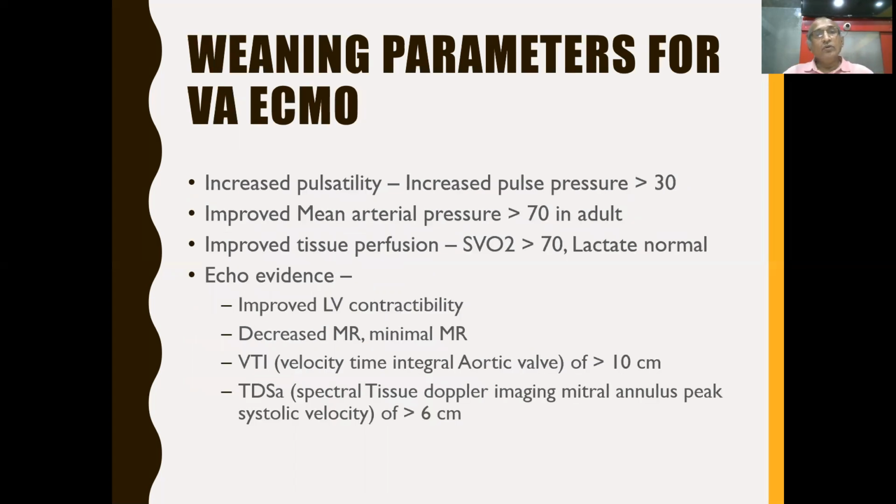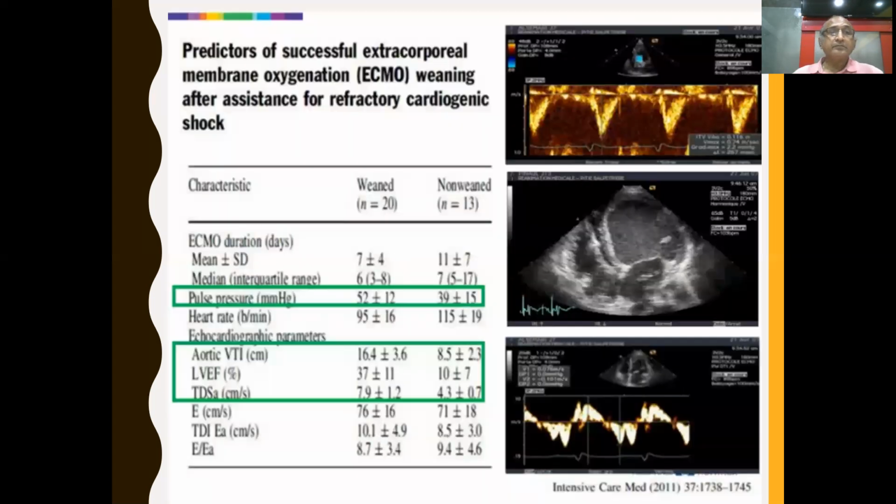For VA ECMO, as I told you, first of all, they should maintain a mean arterial pressure of 70. Then the pulse pressure has to improve, a pulse pressure of more than 30. The lactates and venous saturations are normalized. All this has to be supported by echocardiographic evidence in terms of improved LV contractility, MR which is either decreased or minimal, the VTI has to be more than 10 centimeter and TDSA has to be more than 6 centimeter. If all these things are there, then you can think of weaning the patient from VA ECMO.